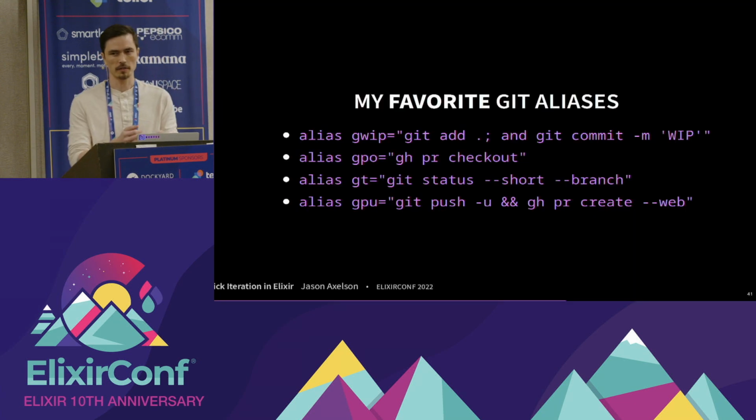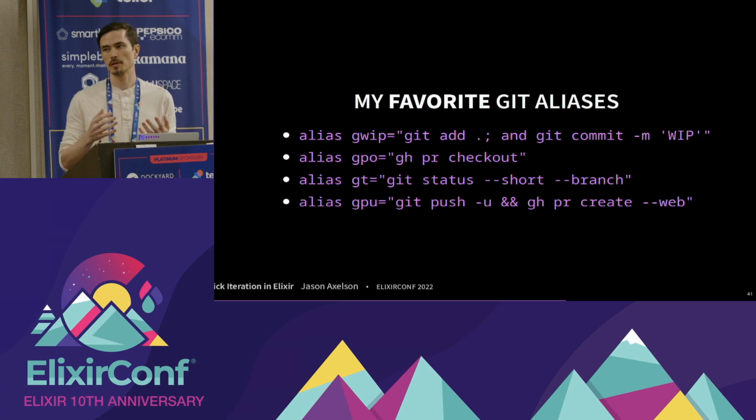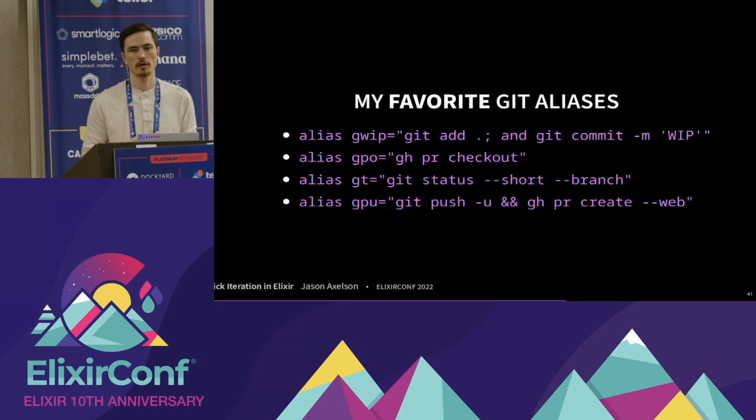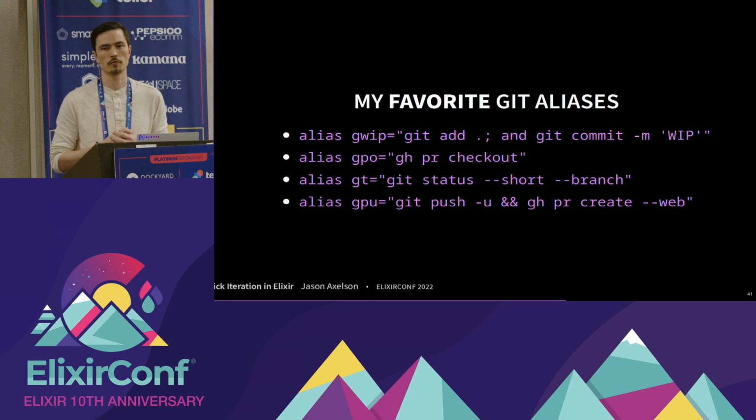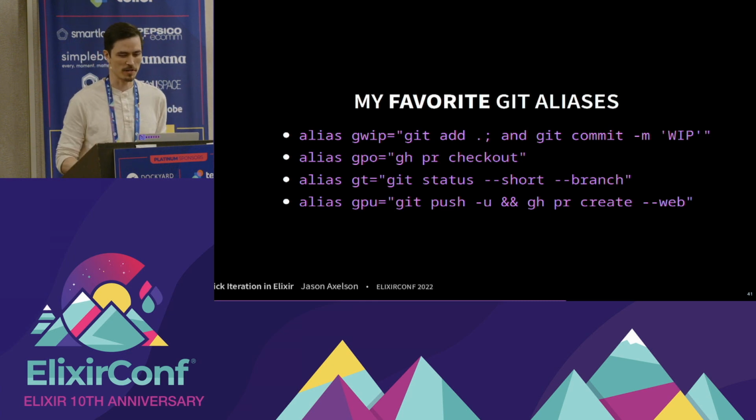And I also really like this GPU alias, which will push up your current branch and set it to be tracking. And then it'll automatically open up a web browser in GitHub's UI so you can create the PR. And I find that really helpful because I always like to attach screenshots and videos before I actually initially create the PR. So I can do it all in one step and very quickly. And this is partially how I've created so many pull requests.